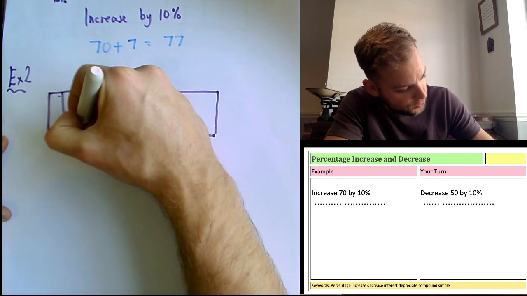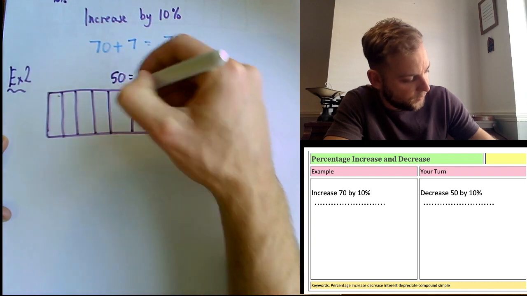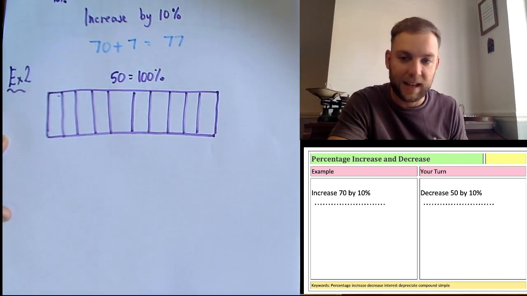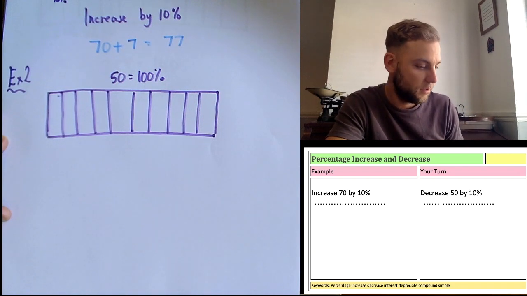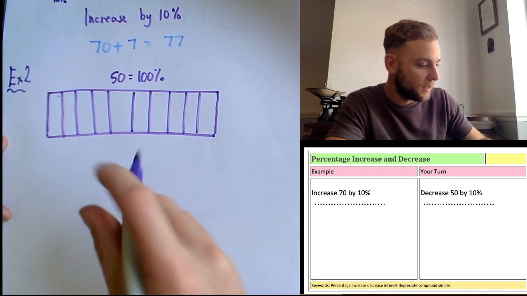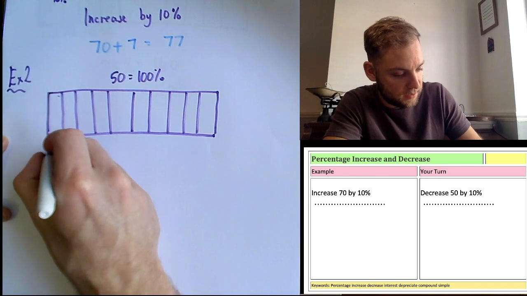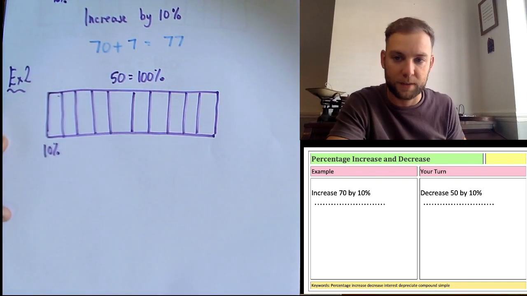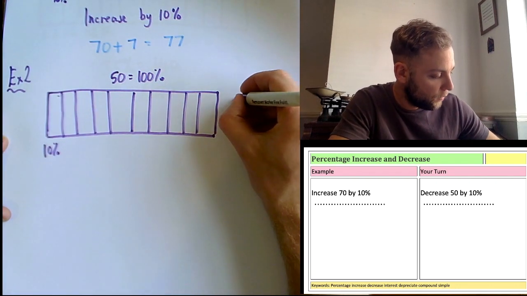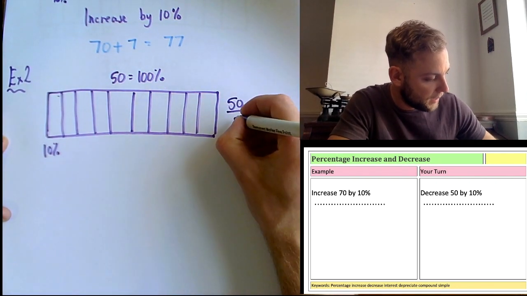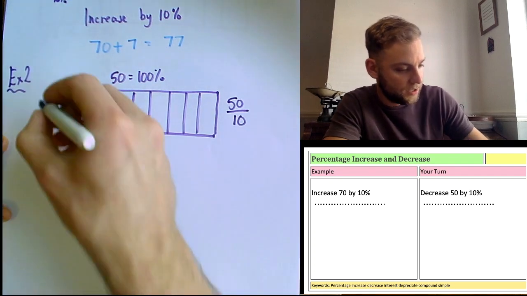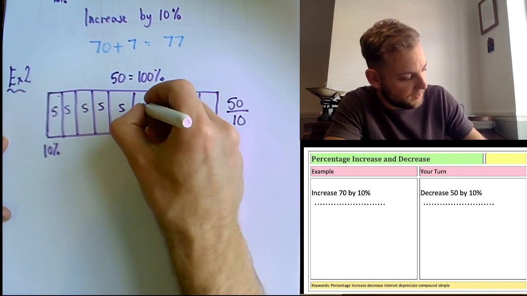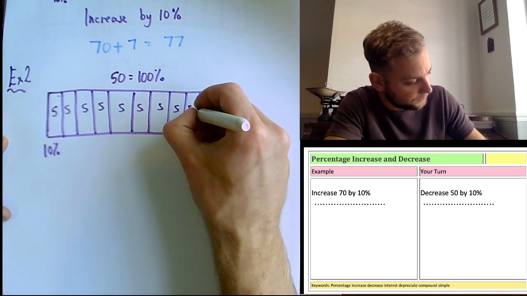Split it up into 10 parts. So 1, 2, 3, 4, 5, 1, 2, 3, 4, 5. So there's 10 parts there in total. Super. So let's find out what each of these 10% are worth, because remember, these are worth 10% each. 10 lots of 10 is 100%. So it's going to be equal to 50 divided by 10, which is equal to 5 each. Okay, 5 times 10 is equal to 50.